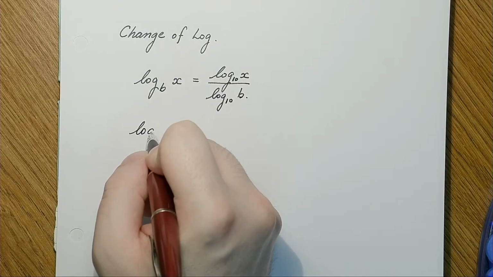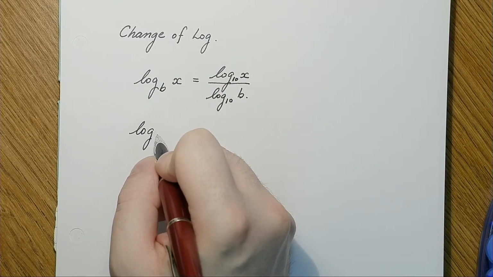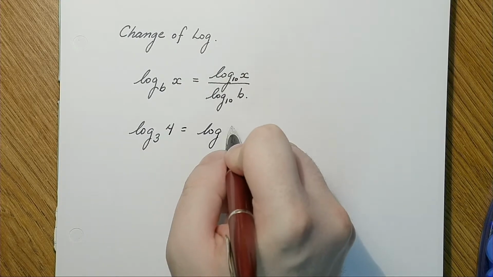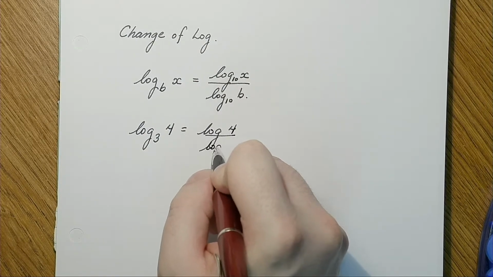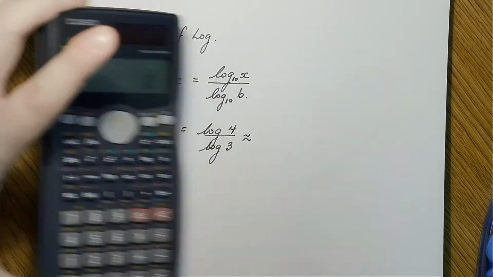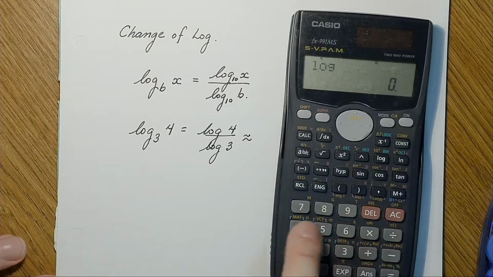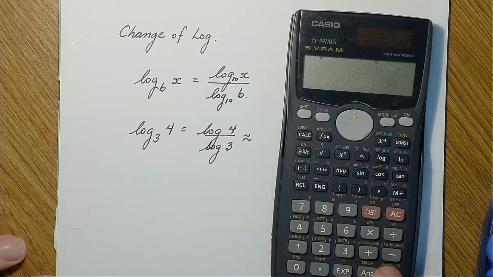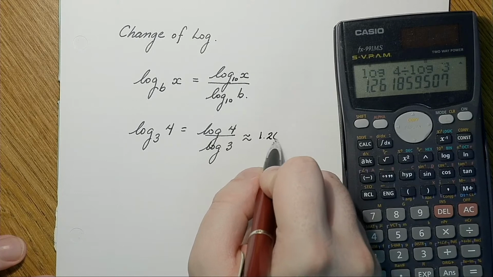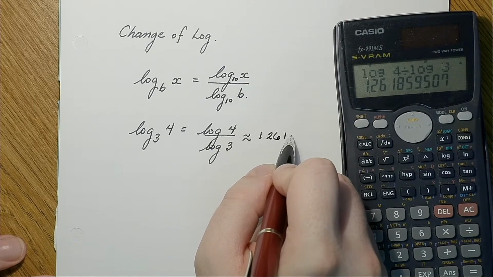So if I had log base 3 of 4, that's log of 4 over log of 3. And that is approximately equal to 1.2619.